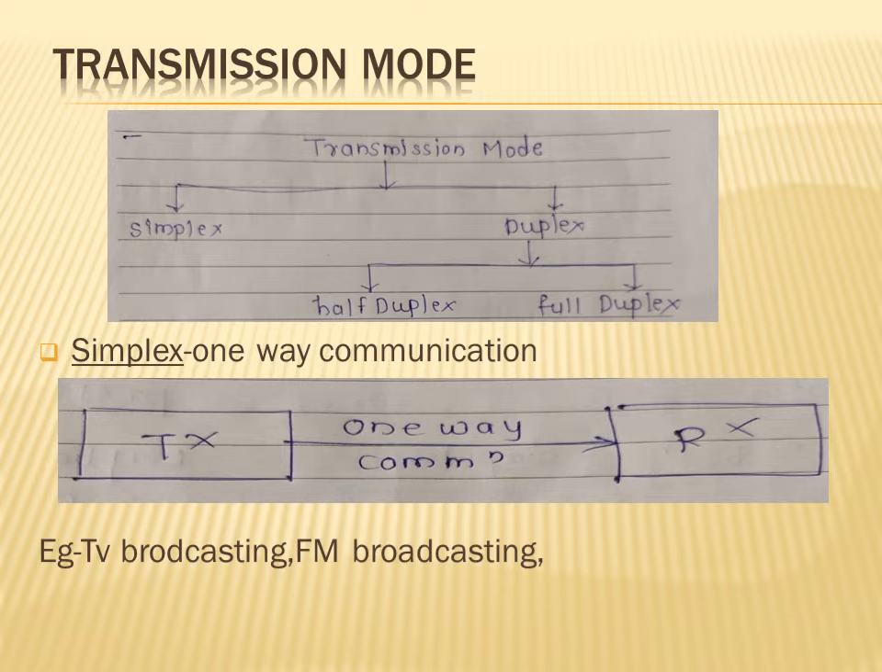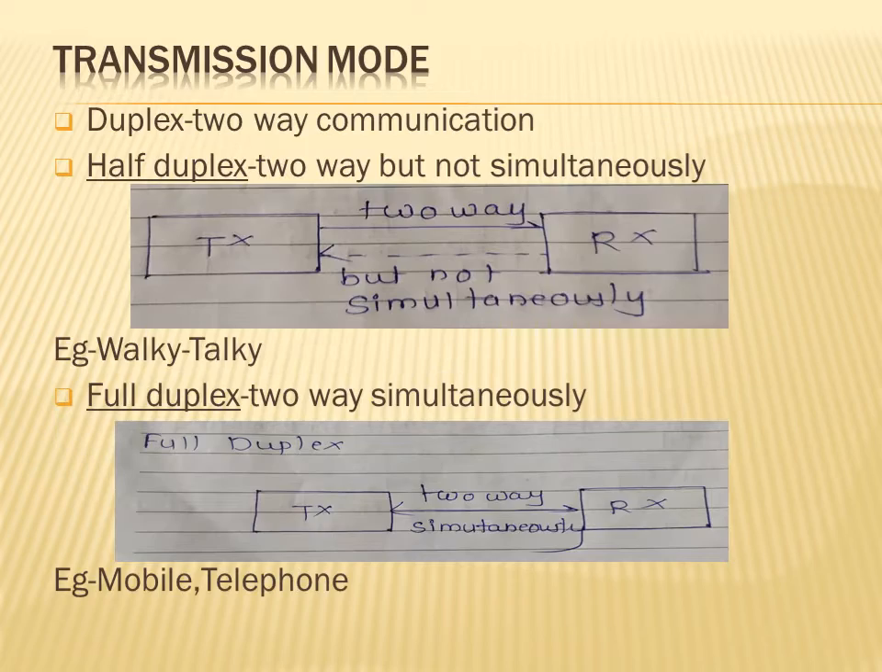So what is simplex? Simplex is one-way communication. It consists of a transmitter and a receiver. The transmitter only transmits the signal, and no signal is received by this transmitter. Examples of simplex are TV broadcasting, FM broadcasting, and communication between the keyboard and monitor. Next, duplex.